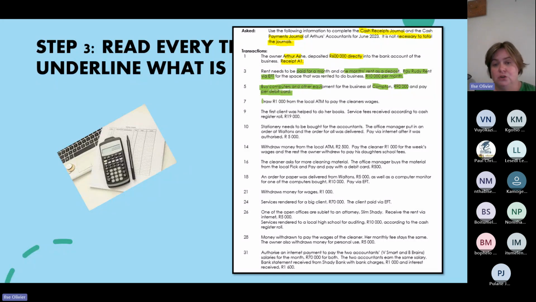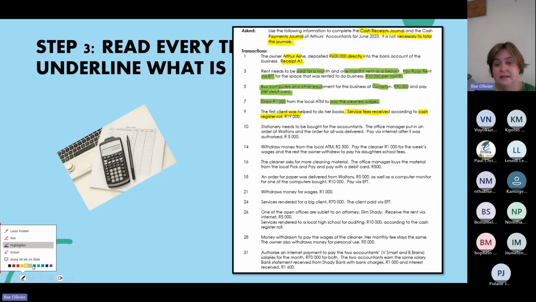On the 7th, draw 1,000 Rand from the local ATM to pay the cleaner's wages. So again, you're going to pay something. And because you drew it from the ATM, your source document will be a bank statement. Then if you look at the transaction on the 9th, the first client was helped to do their books. Service fees received according to the cash register roll, 19,000 Rand. So now it's money that you received.